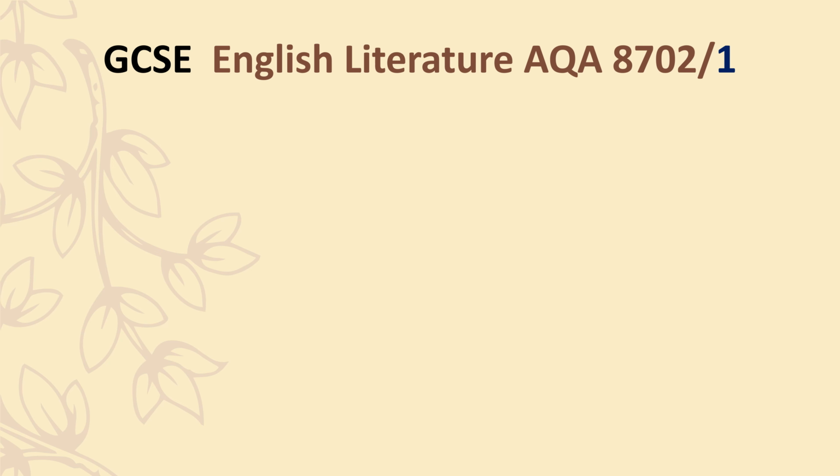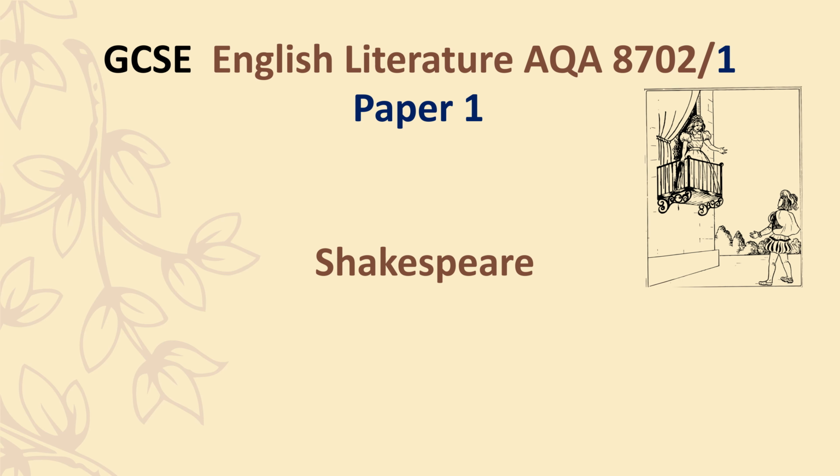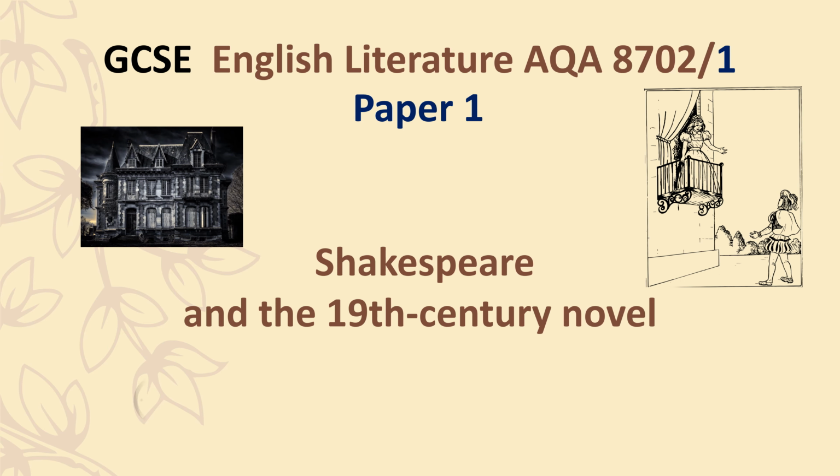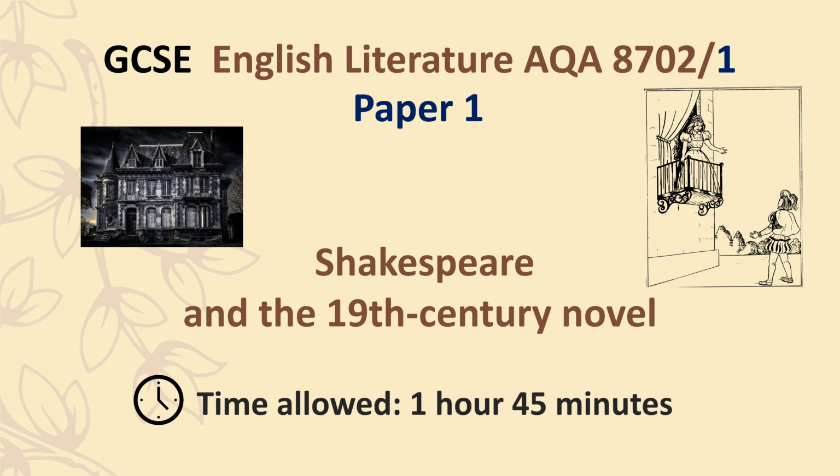GCSE English Literature AQA 8702, Paper 1. This is your Shakespeare and the 19th century novel, and you're allowed 1 hour 45 minutes, answering one question from A and one from B.